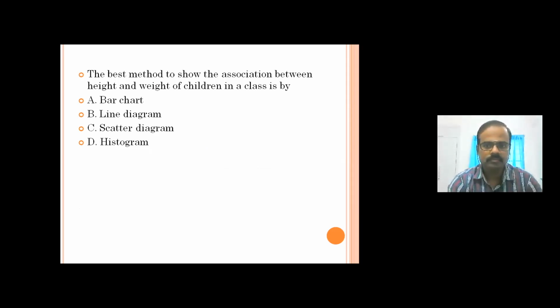So the best method to show the association between height and weight of children is by line diagram, sir. Height and weight. What type of data? Is it qualitative or quantitative? Sir, height is quantitative. Both of them are measurable, sir. Height and weight, both of them are measurable. Very good. Then, if you want to show the association between two random quantitative variables, what is the answer?